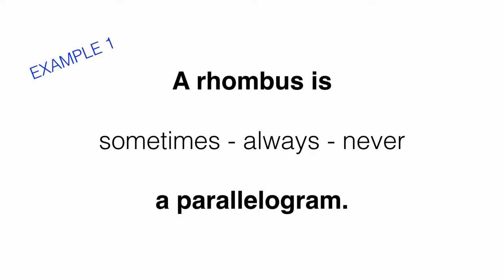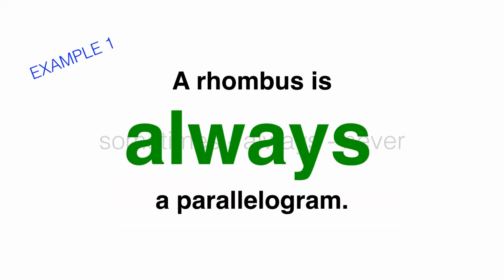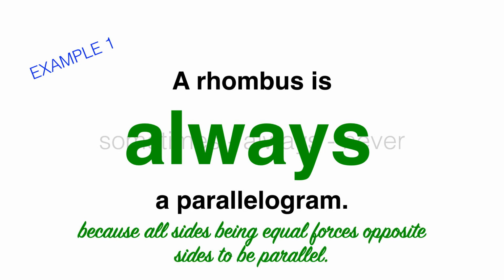For example, suppose you were given the statement, a rhombus is sometimes, always, never a parallelogram. You might start by exploring rhombuses on your geoboard. Notice that all of these are rhombuses because for each figure the four sides are equal. We also notice that all of these figures are parallelograms. Therefore, we decide that a rhombus is always a parallelogram. And the reason is because all sides being equal forces the opposite sides to be parallel.